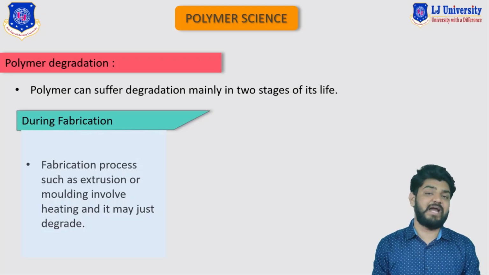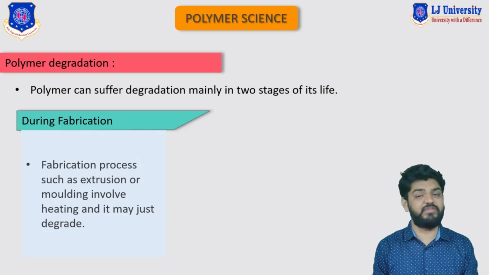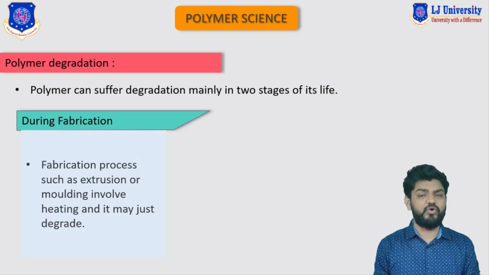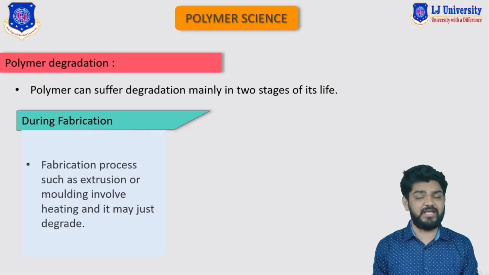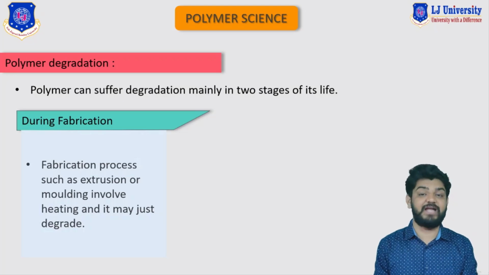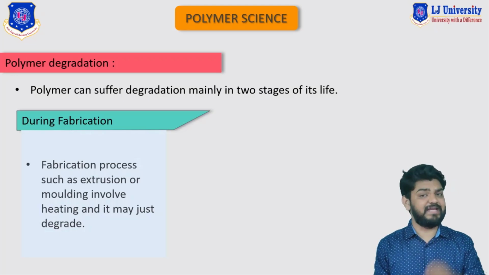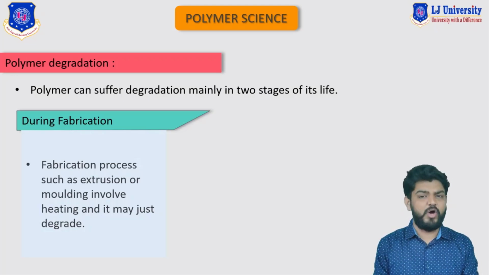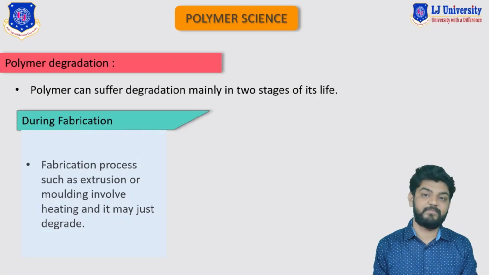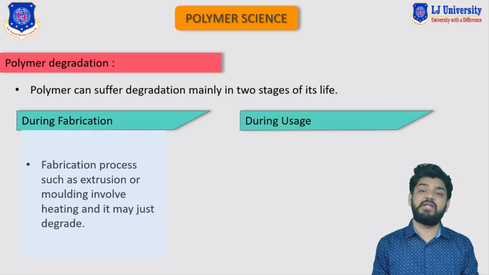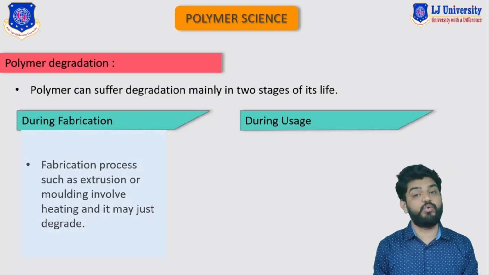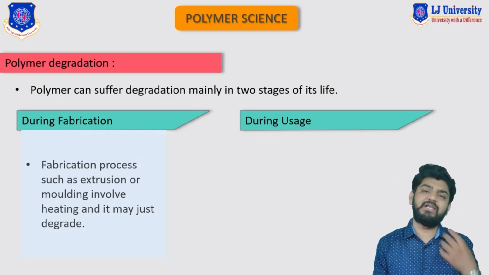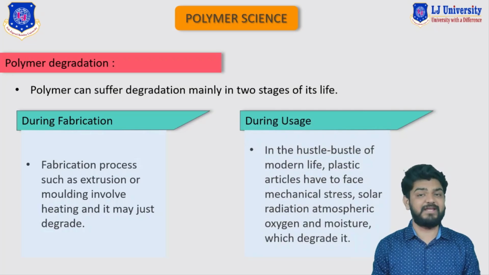Such processes involve very high heat of reaction. As we already know, almost all types of polymerization reactions are exothermic reactions, which means they will generate a huge amount of heat. And that heat can simply degrade our polymer at the initial stage of formation, or we can say the manufacturing stage. And the second stage where this degradation can take place is during usage. So during day-to-day use the polymer can be degraded.